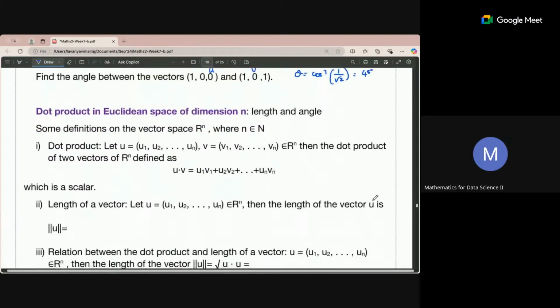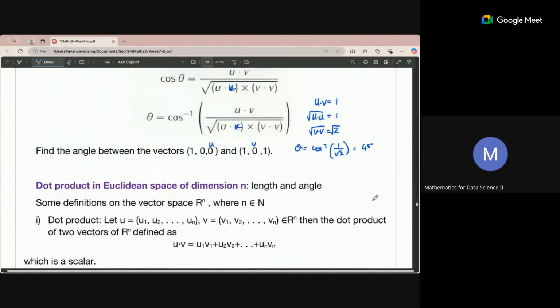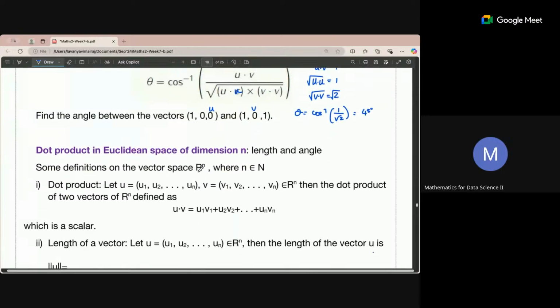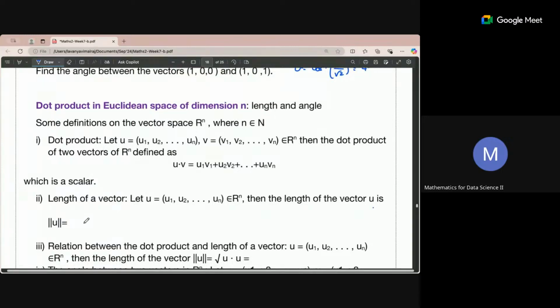Right? So you can see that now we have seen what is happening in R2 and R3. The same we can generalize for Rn. So in Rn, the dot product of two vectors u dot v is u1 v1 plus u2 v2 plus etc. plus un vn. And the length of the vector, what is the length of the vector?